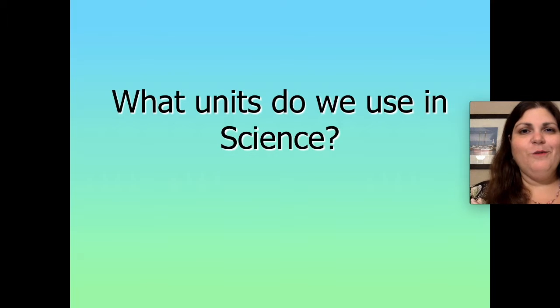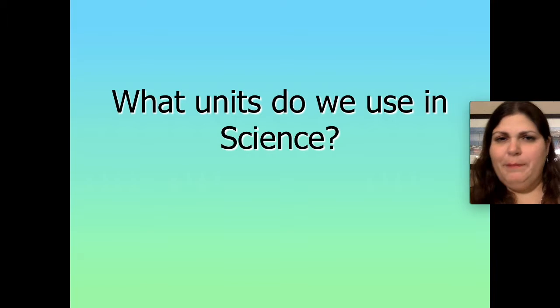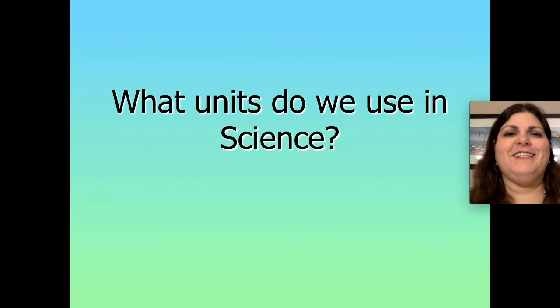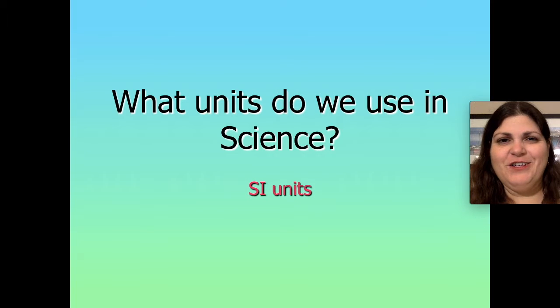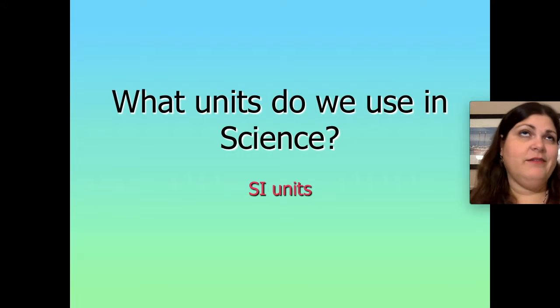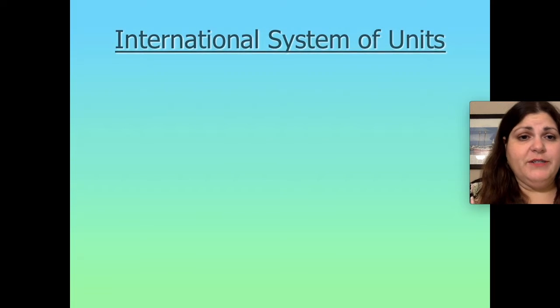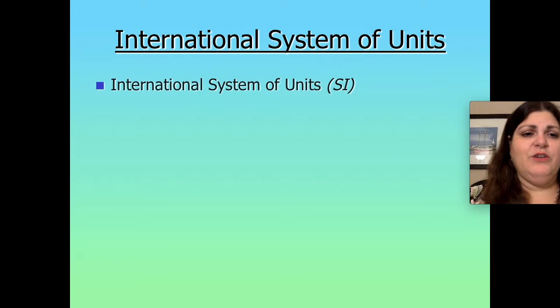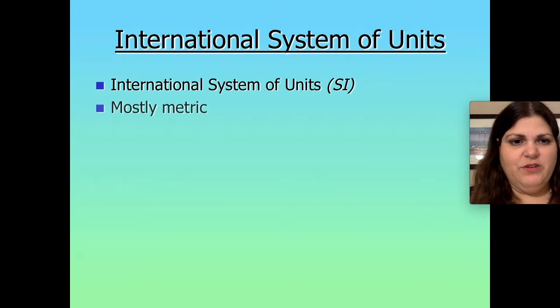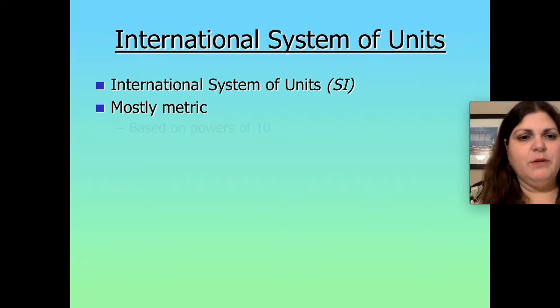Speaking of units, what units do we use in science? I am hoping that in your head you all just went metric, because of course in science we use the metric system. The metric system is really not the accurate term. We actually call it the System of International Units, really international system, but it's in French. So we call them SI units for short. The System of International Units is mostly metric. There is a little bit of tweaking for science, but mostly metric.